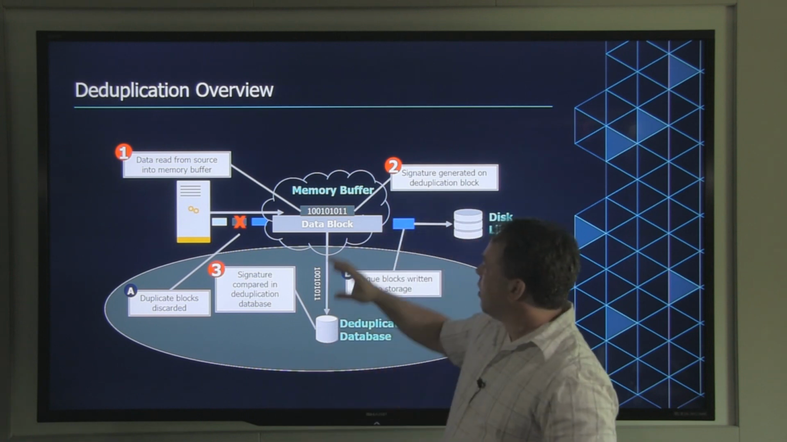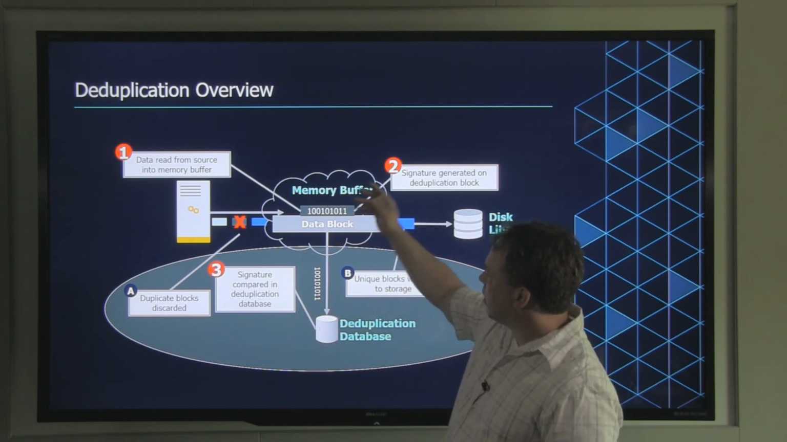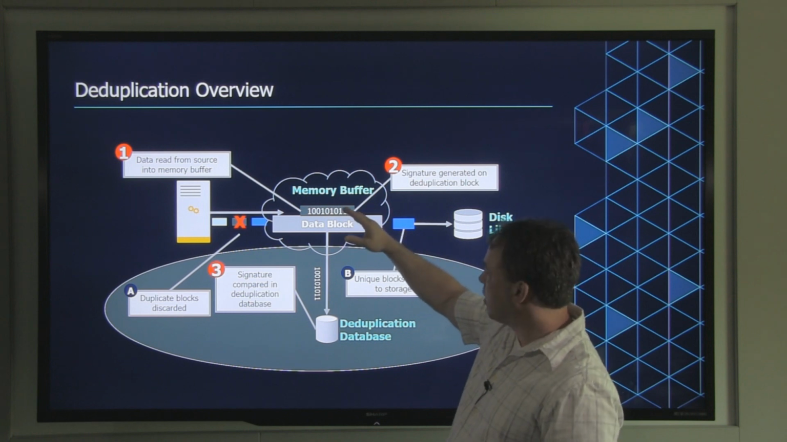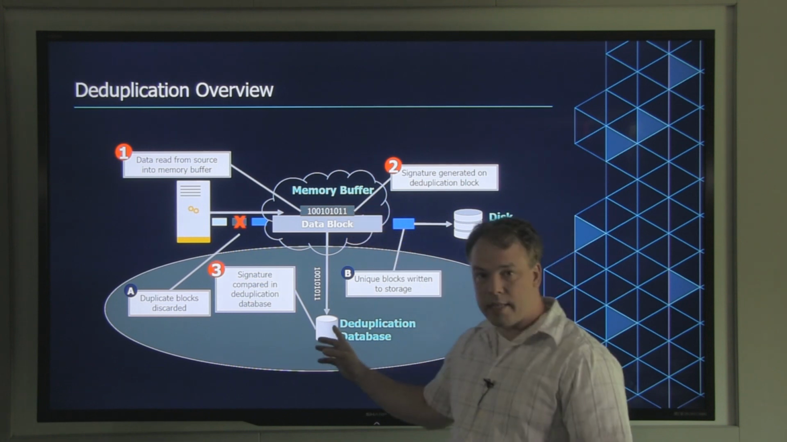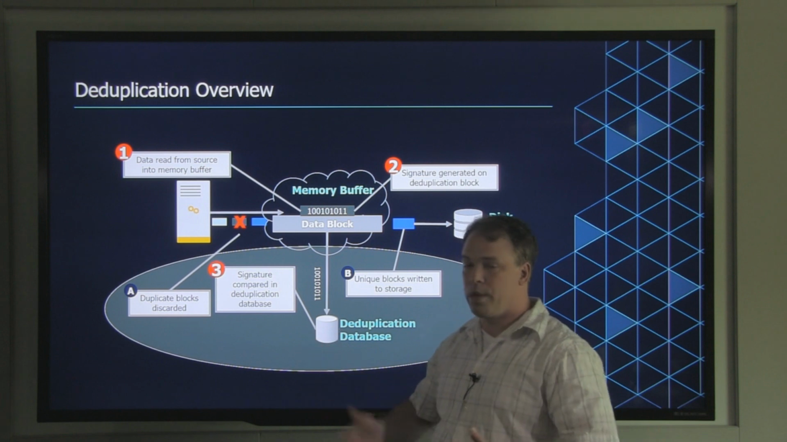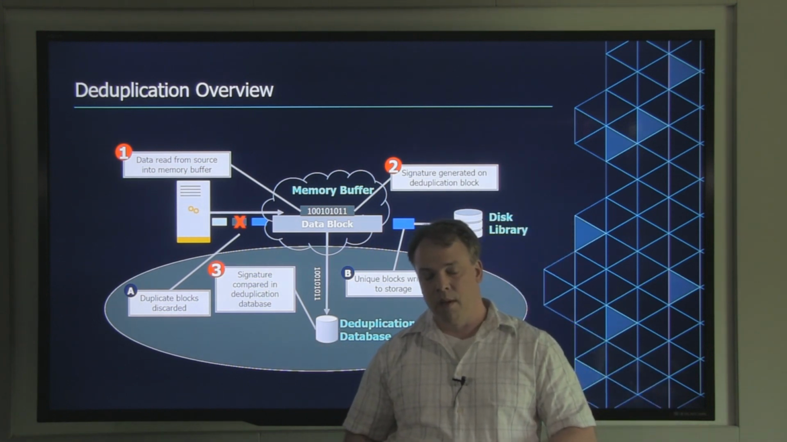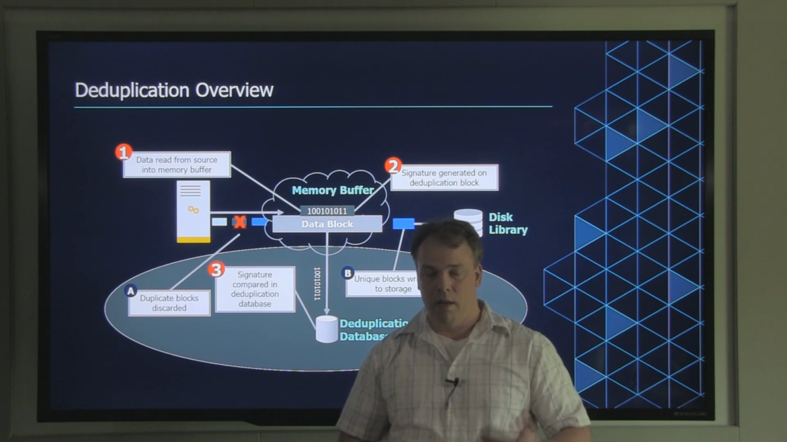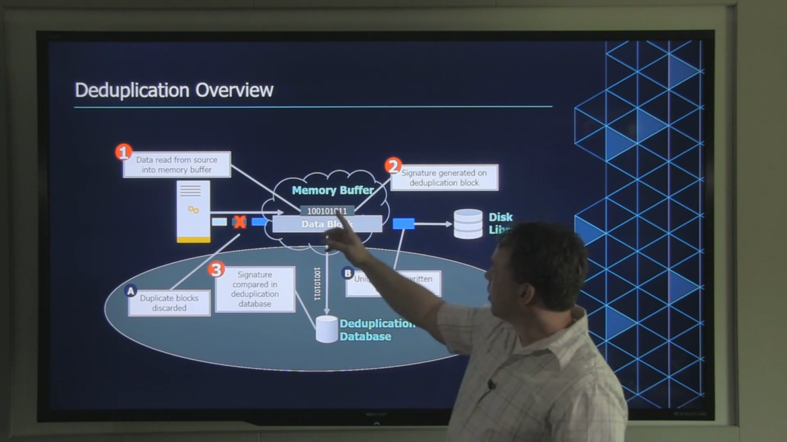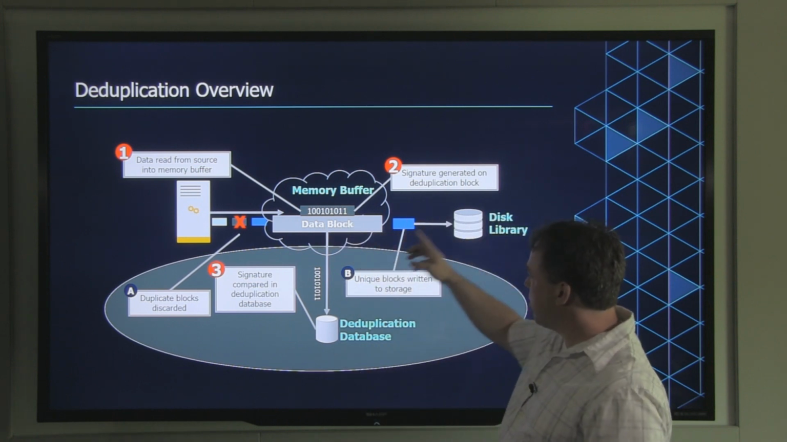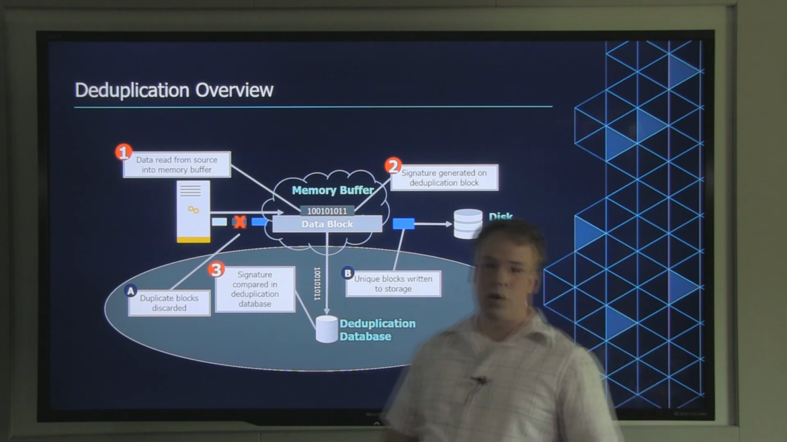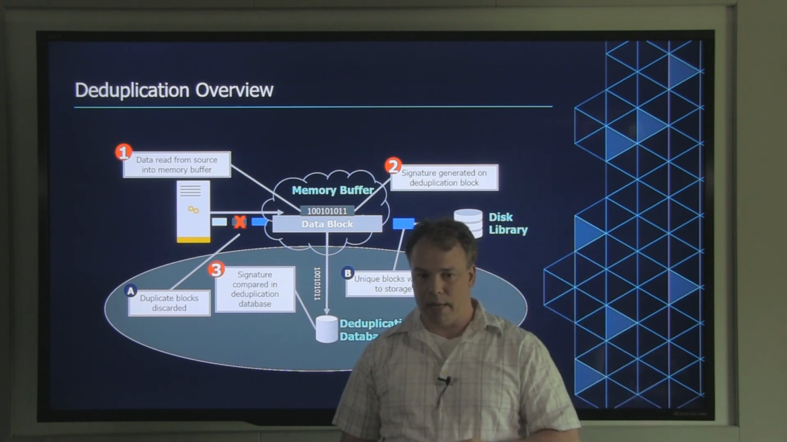Once we hit that buffer, we're going to generate a signature on that block. Signature gets checked in the deduplication database. Here we're going to do a check of the dedup signature. We're going to look to see if it's unique. If it's unique, we're going to send the block over to the disk library, and then we are going to register that signature in the dedup database.